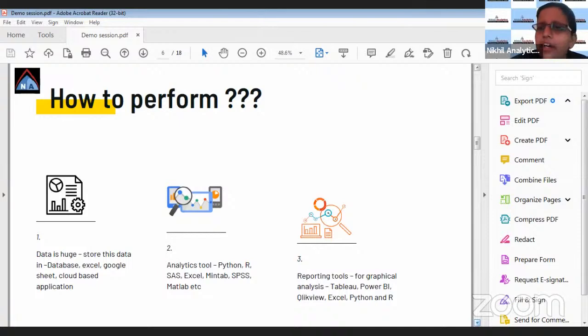Then you have QlikView. Excel can do it to some extent. You can even generate graphs and charts with the help of Python and R. There are so many other tools you can use. But if you talk about powerful tools in terms of graphical representation, I would recommend either Tableau or Power BI. If you know both, then it is really helpful. So this is how you perform the task.